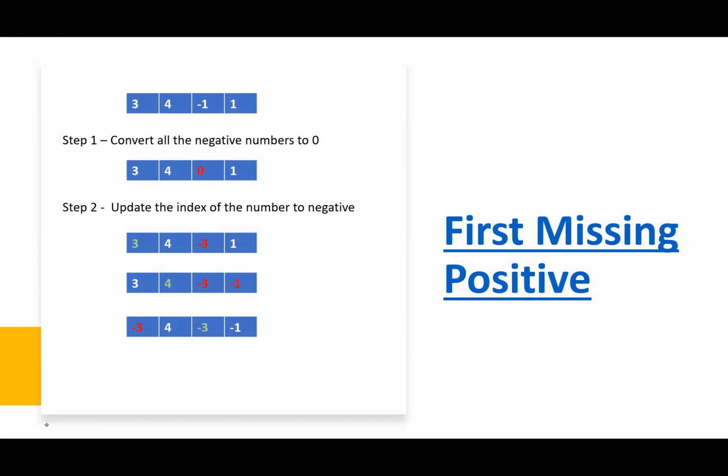So -1 we will consider as 1, and the first position is 3, so we converted the 3 into -3. So after completing this loop, we have all the indexes which are present as negative numbers. Whatever remaining number is positive is the missing index. So in step 3, we will return the first position of the positive number. So here the first position which is positive is number 2.